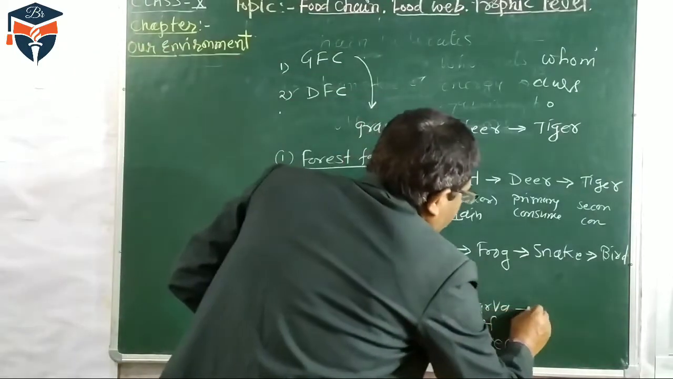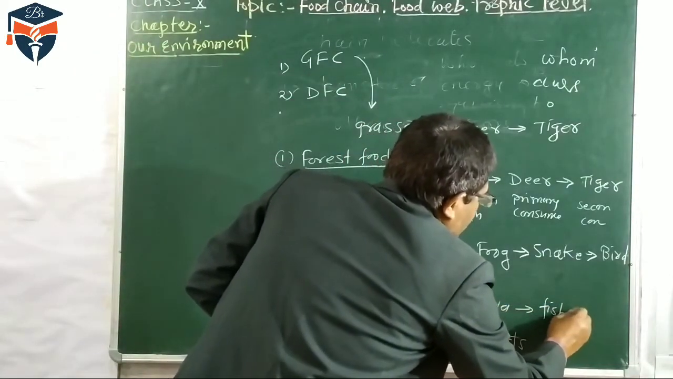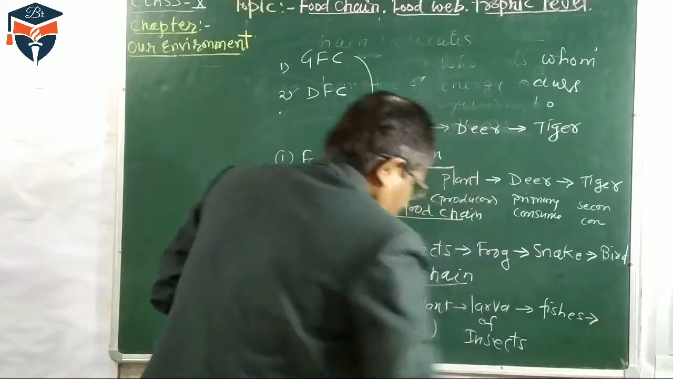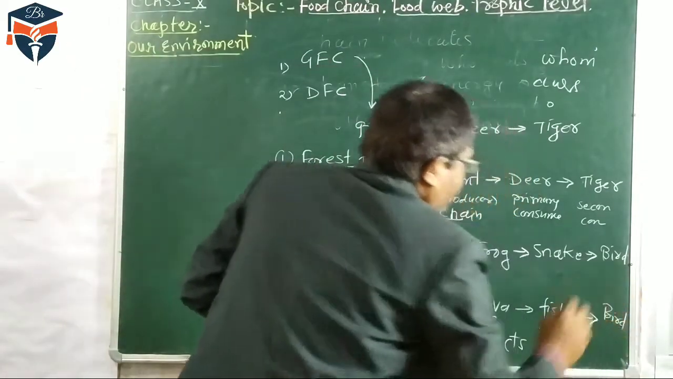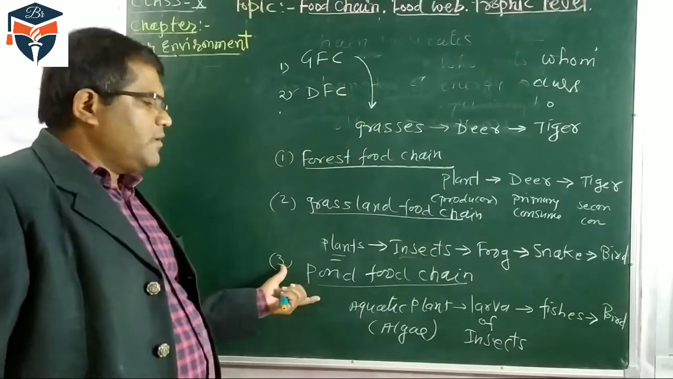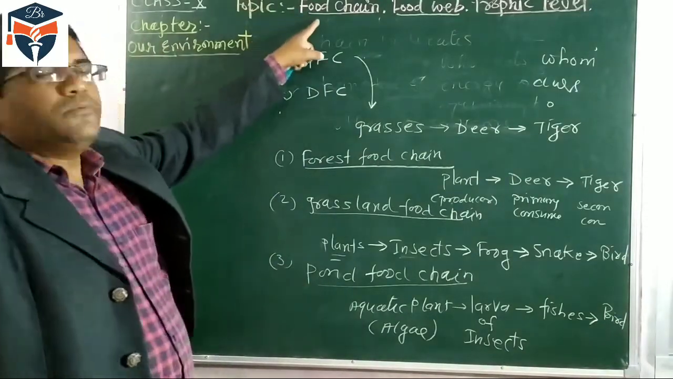These insects are fed by the fishes, and these fishes are fed by the bird. So this is another food chain. It is the food chain of the pond ecosystem.